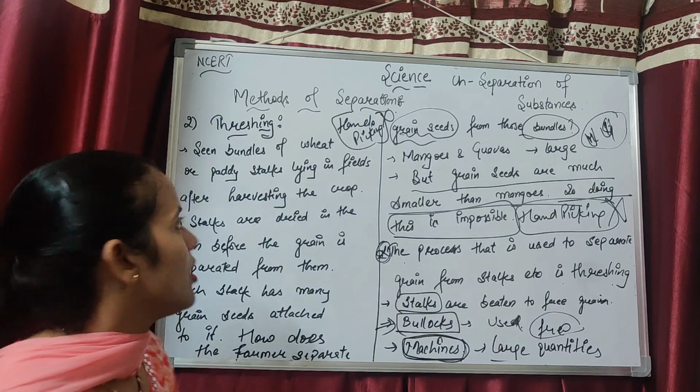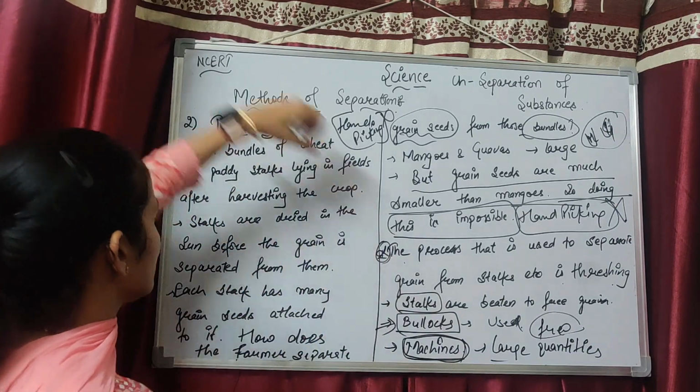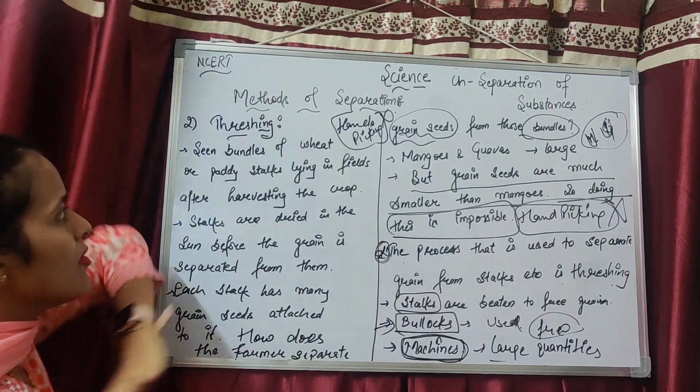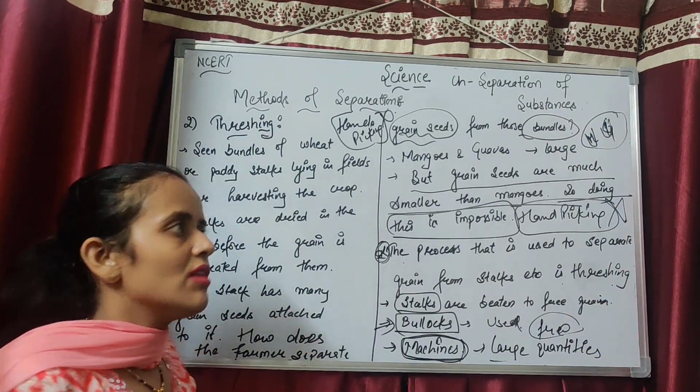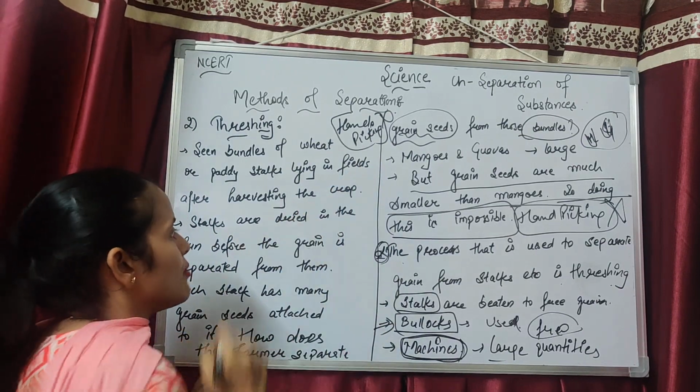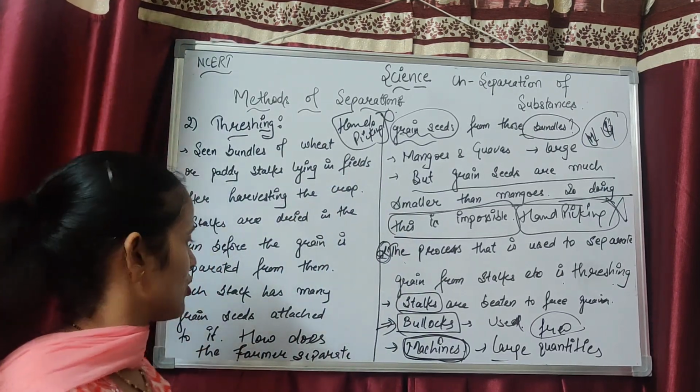Clear to all of you? Okay, let me explain once more. The second method is threshing. The bundles of wheat, or paddy stalks, are left lying in the field to dry in the sun before the grain is separated from the stalks.